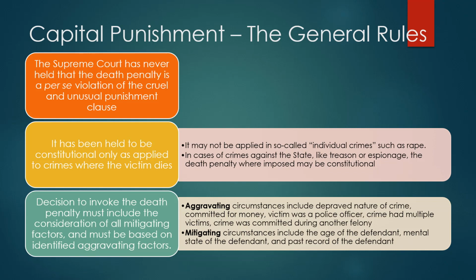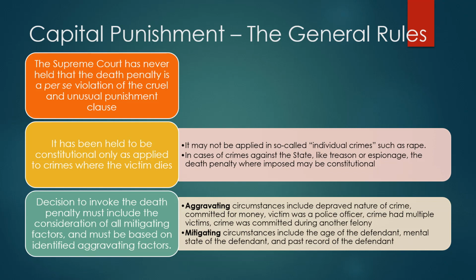One of the things the court has said is it can't be applied to individual crimes like rape. It can only be applied to crimes against the state or to homicide. So you can see it theoretically for treason and espionage. That may be constitutional, but there hasn't been, for example, a military execution for something like desertion. I believe Private Slovik was executed in the Second World War. You can't hold me to that, and that's going on 90 years ago. So we don't tend to do that.